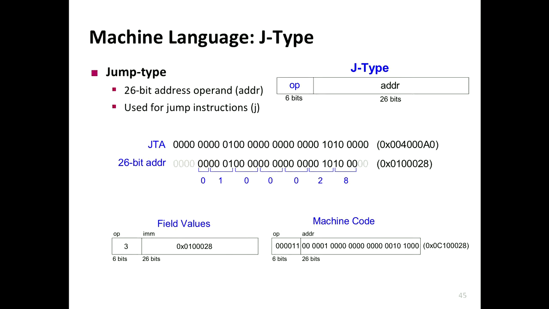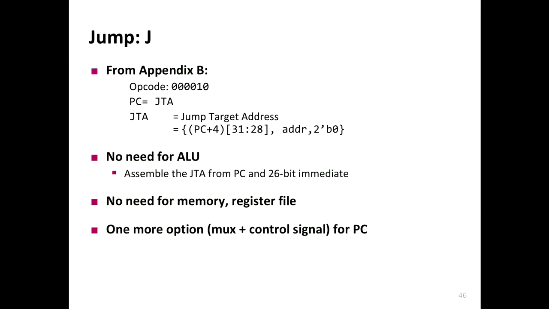So your machine code will look something like this. It will not have this address, but it will have this particular value. Why? Because it makes things much simpler. You will not need any ALU for computing the effective address for a jump instruction. Because your jump instruction is typically only this 26 bits, and you can simply use concatenation, and you don't need any kind of arithmetic output.